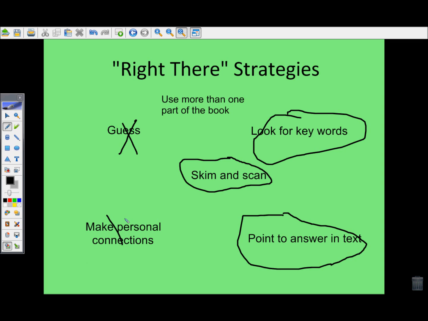Do you think you need to make any personal connections for these questions? Probably not. They're all right there in the story. There's no reason to make a connection to how you would feel or where you would climb a building. You just look right in the story.